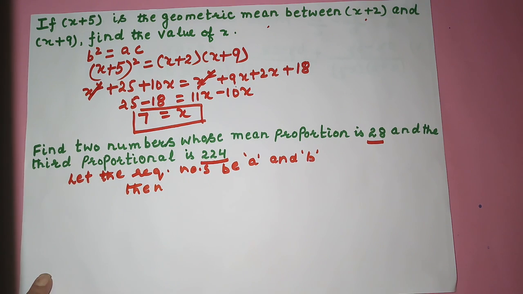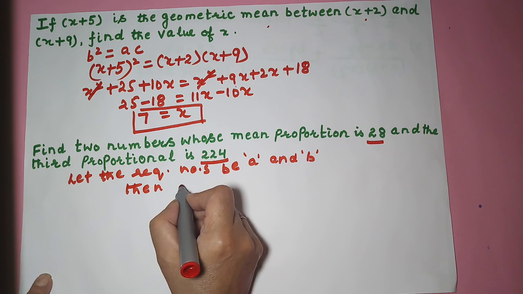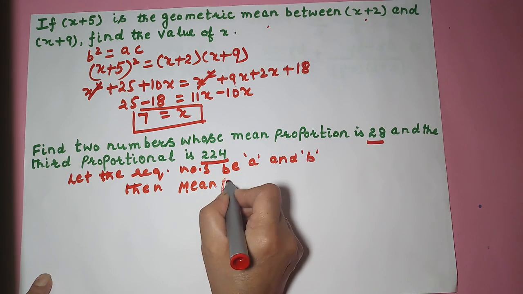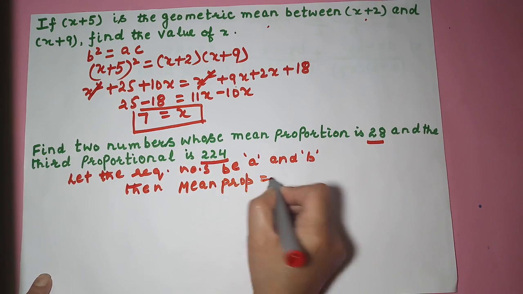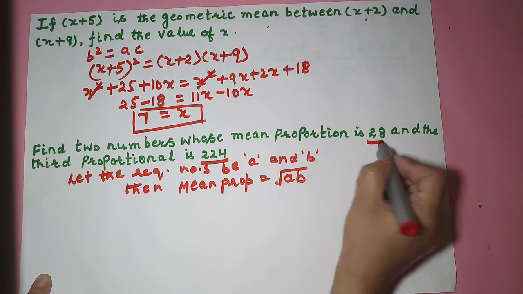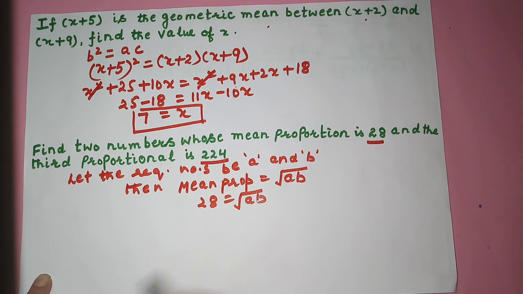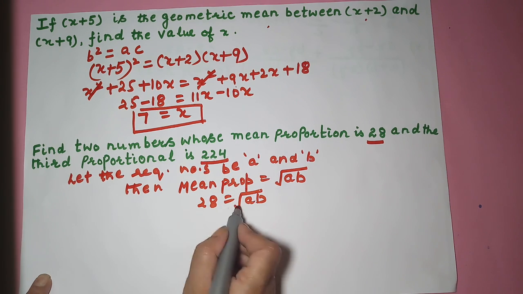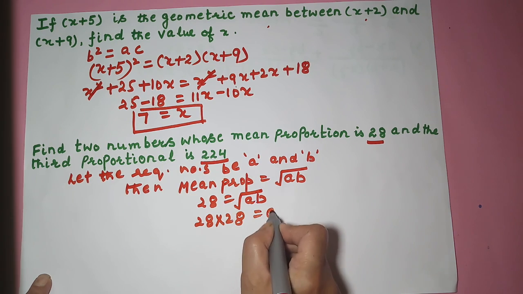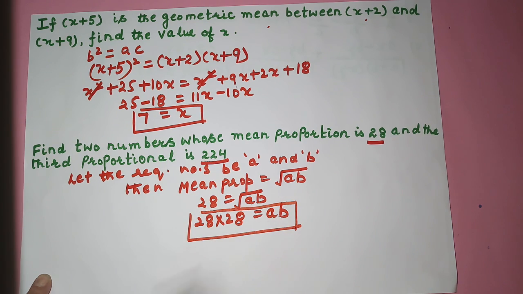Then, the mean proportion between them is 28. The mean proportional between a and b is under root of ab, right? Now, mean proportion is 28. That means 28 is equal to under root of ab. If you want to get rid of this square root, we get 28 into 28 equal to ab. So, this is one of the equations that I have got.